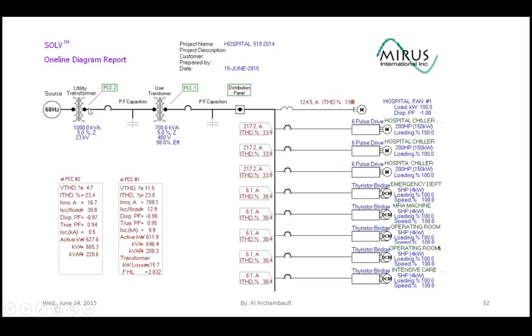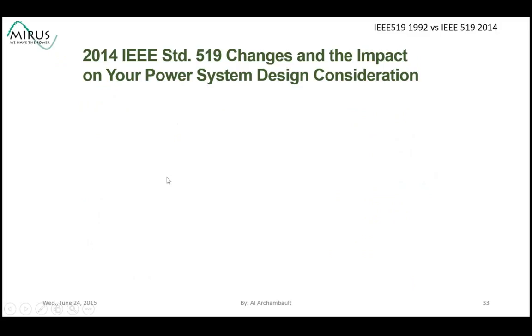On the secondary side of the utility transformer, the medium voltage side, the voltage distortion is 4.7%. It meets IEEE 519 guidelines for voltage distortion. Yet on the 480 volt side of this hospital, we're way above the 8% and way above the old 3%. Keep this in mind when you're applying IEEE 519 to your systems.